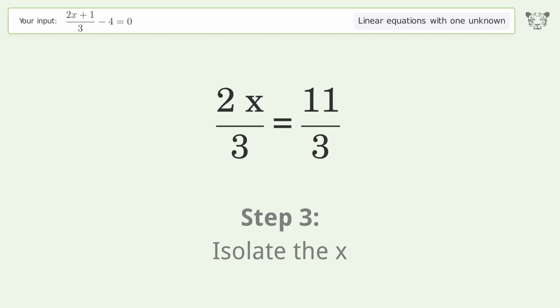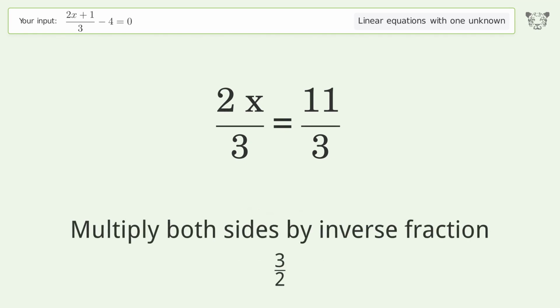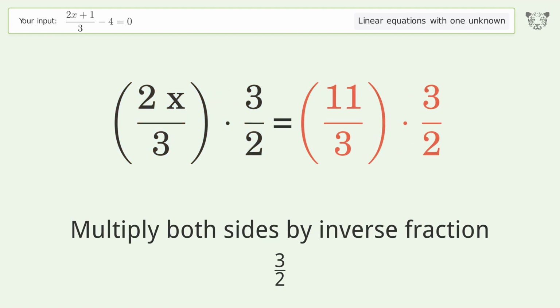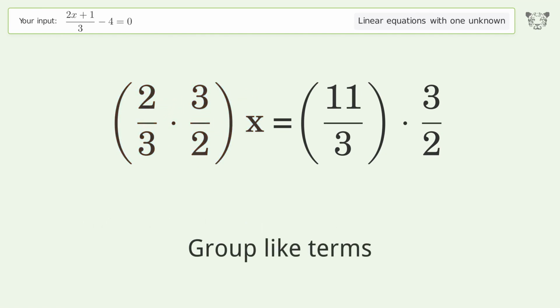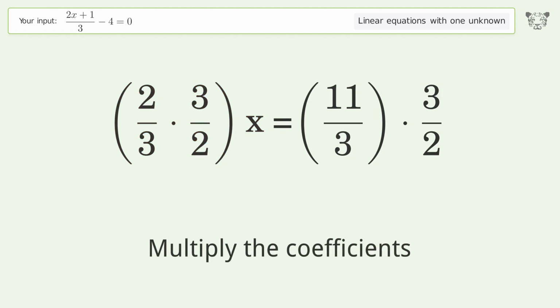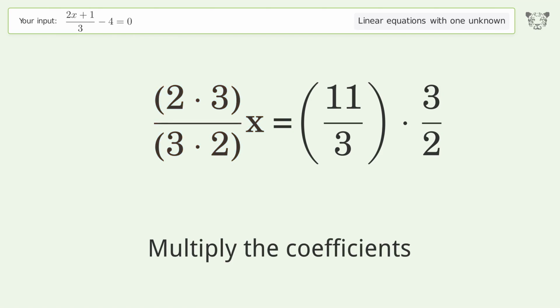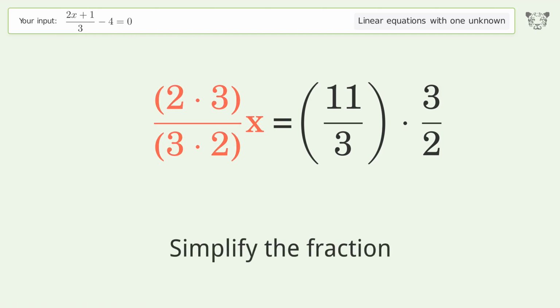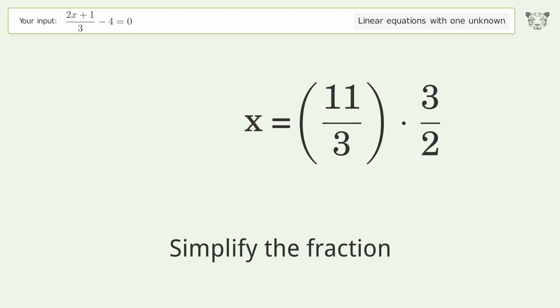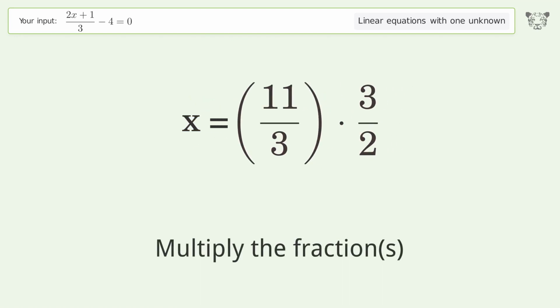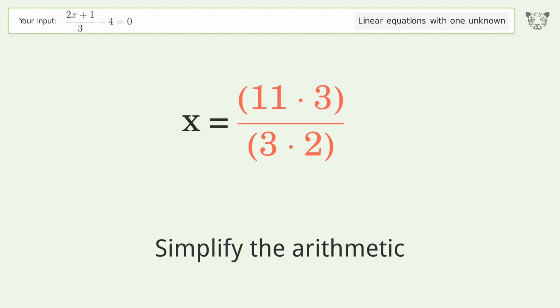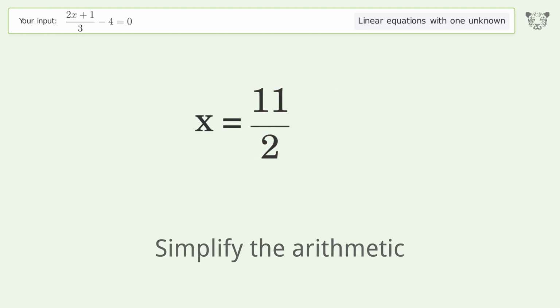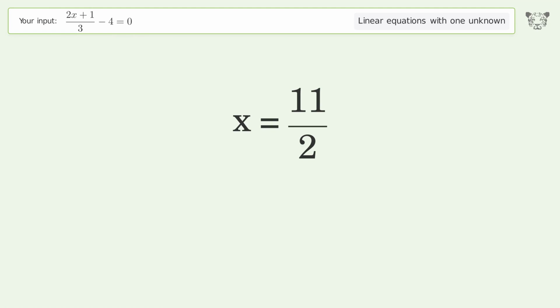Isolate the x. Multiply both sides by inverse fraction 3 over 2. Group like terms. Multiply the coefficients. Simplify the fraction. Multiply the fractions. Simplify the arithmetic. And so the final result is x equals 11 over 2.